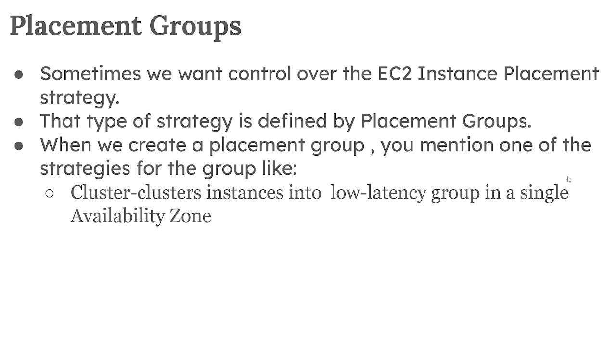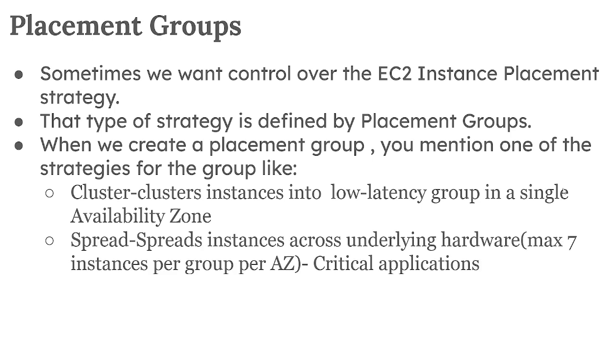So first is cluster. Cluster instances are all the EC2 instances placed in a single cluster, with low latency, in a single availability zone. Single AZ, you can say. Next is spread. Spread places instances across underlying hardware, with a maximum of 7 instances per group per availability zone, and this is used in critical applications. We will see details in a second.